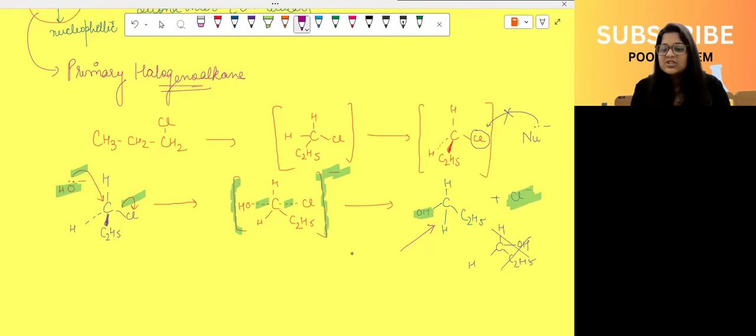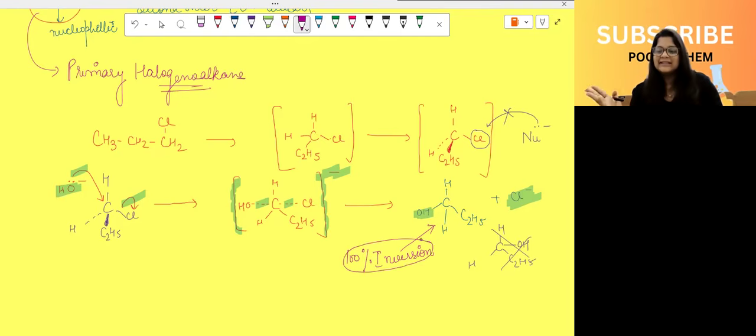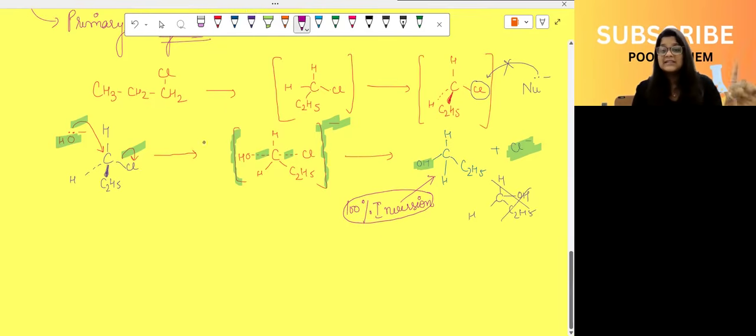So this reaction undergoes 100% inversion. What do you mean by 100% inversion? Initially, in your reactants, the nucleophile is on the right hand side. But when you come out with the product, it is on the left hand side. It is 100% inverted. Yes or no? Now, this entire reaction is happening in one single step. It is not step one, step two. No, it's not an intermediate. It's a transition state that is being formed over here, which is not stable.